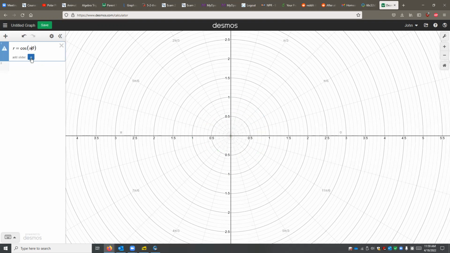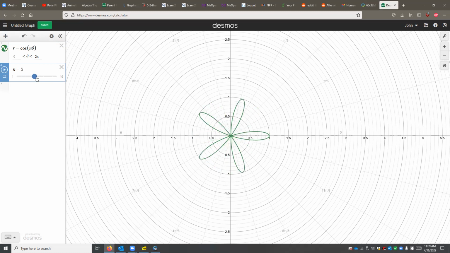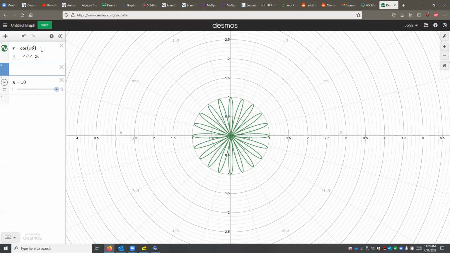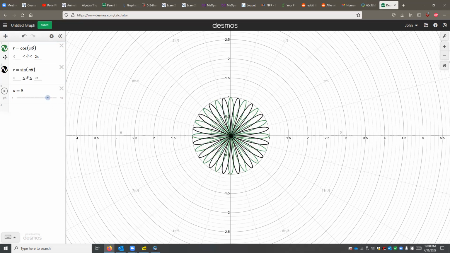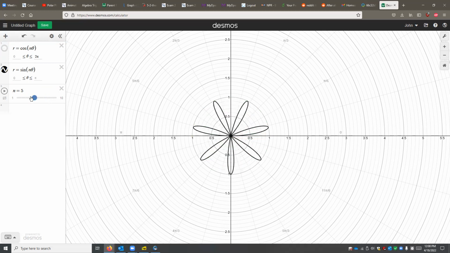Cos n theta here, I'll just leave it like this. We should have this being integers. So from 1 to 10, steps up to 1. Yeah, so integers. Something kind of neat happens. And sine n theta does the same thing, but slightly different looking. Turn one of these off, just look one at a time.